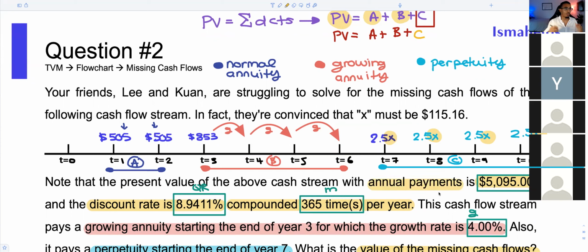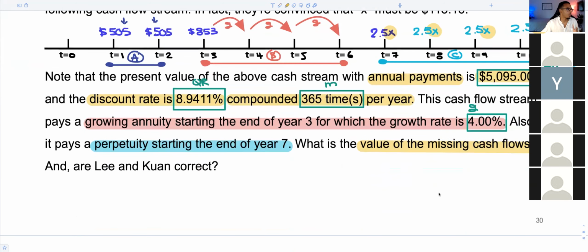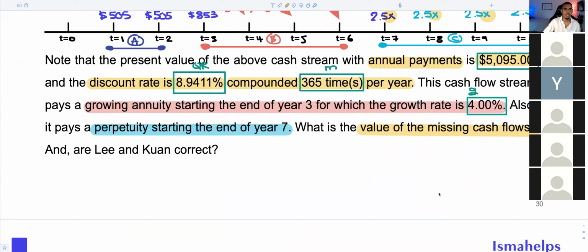Okay? So before we start plugging stuff in, it's very important for you on an exam to remember what type of payments we're dealing with. In this case, we're dealing with annual payments and we have a quoted rate. So we need to bring that quoted rate to essentially an effective annual rate. So that's going to be our very first step, okay? Our very first step together.